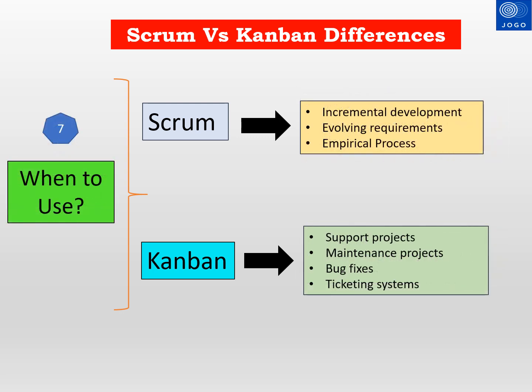The next comparison is when to use Scrum and when to use Kanban. Scrum is an incremental development framework. If the requirements are evolving, Scrum is a suitable framework. To focus on empirical process, Scrum is a good fit. In Kanban, we don't have this empirical or evolving process. Kanban is mainly suitable for support and maintenance projects. If there is a bug fix and ticket-based systems, Kanban is the best framework.